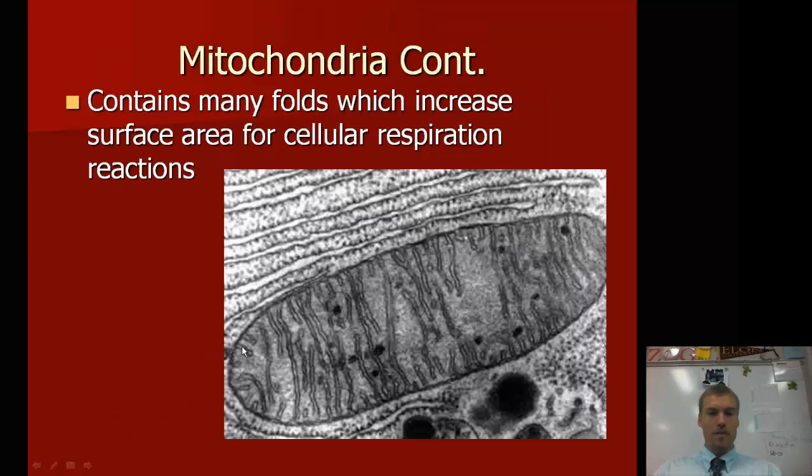And when we look at it up close, we can kind of see that there are all these folds. These folds are used to increase surface area so that more cellular respiration can occur. So it's a very unique and prominent structure, and whenever you see something that kind of has these wavy folds in it, you should always think of that as the mitochondria.